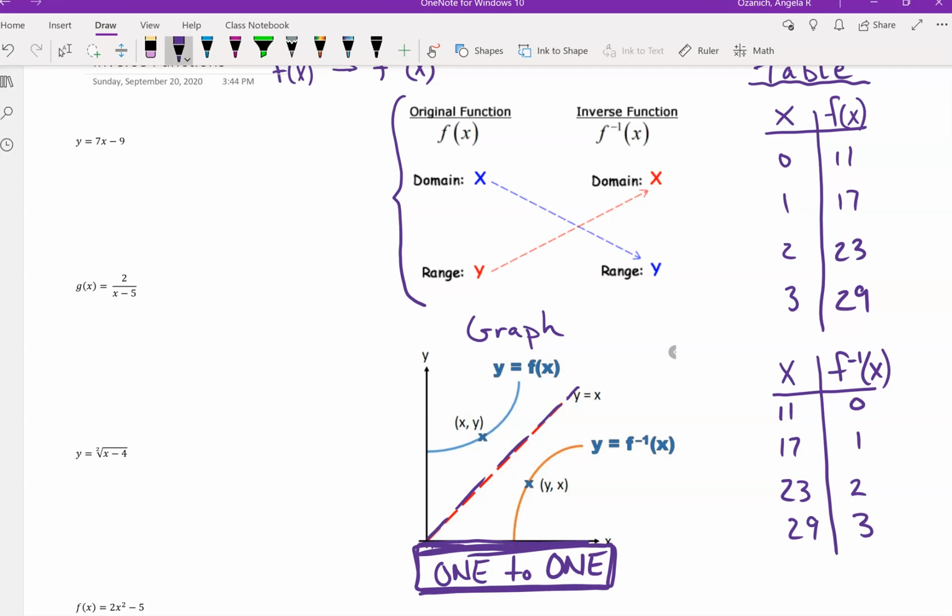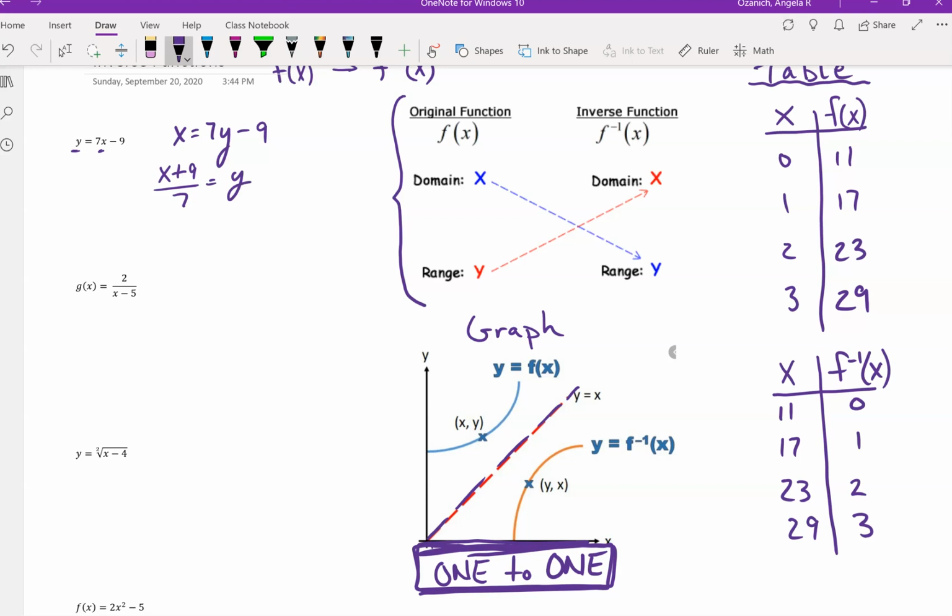And my recommendation, and this is a great way to start in creating your inverse, is to swap out your x and your y values. So we're going to interchange them, essentially. So we're going to end up with x is equal to 7y minus 9. And then we're going to solve for y right here. So we're going to be adding 9 and dividing by 7.